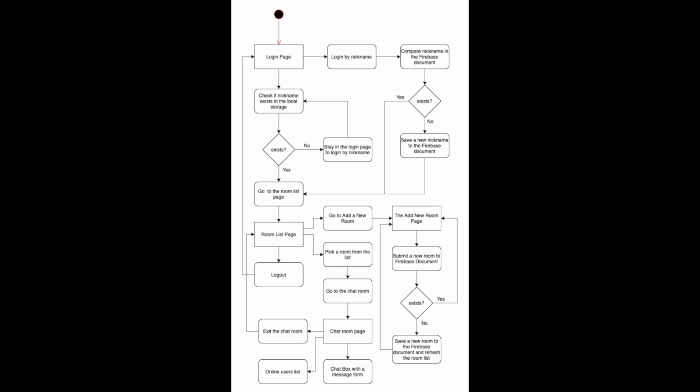The logout button action will log out and exit the room list by removing the nickname from the local storage and redirect the page to the login page. Each room item in the room list has an action to go to the chat room. In the chat room, there is a chat box that contains the messages, a message form, the online users list, and an exit button that has the action to go back to the room list.